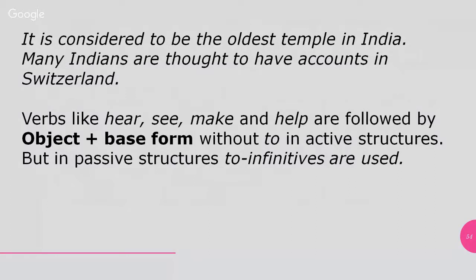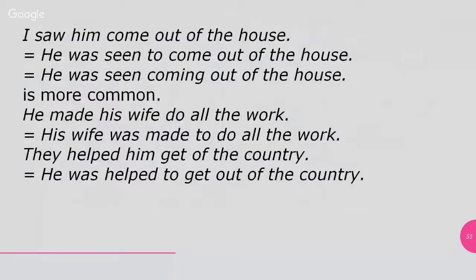Verbs like hear, see, make, and help are followed by object plus base form without to in active structures. But in passive structures, the to infinitive is used. I saw him come out of the hall. He was seen to come out of the house, and we can also say, he was seen coming out of the house. Because to come is the infinitive, here coming becomes the gerund. Let's not worry about that now.